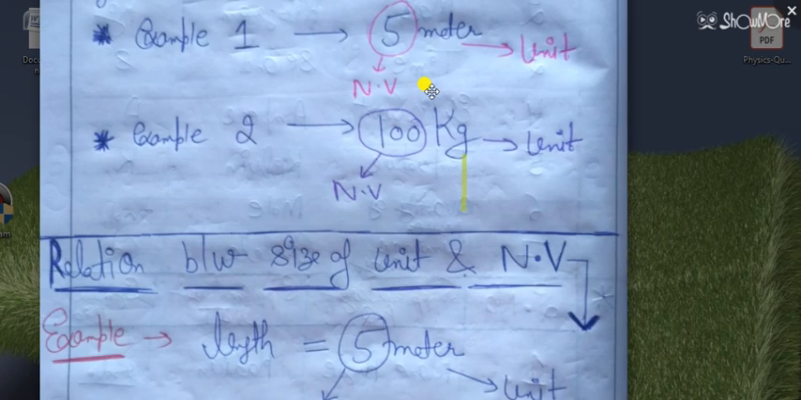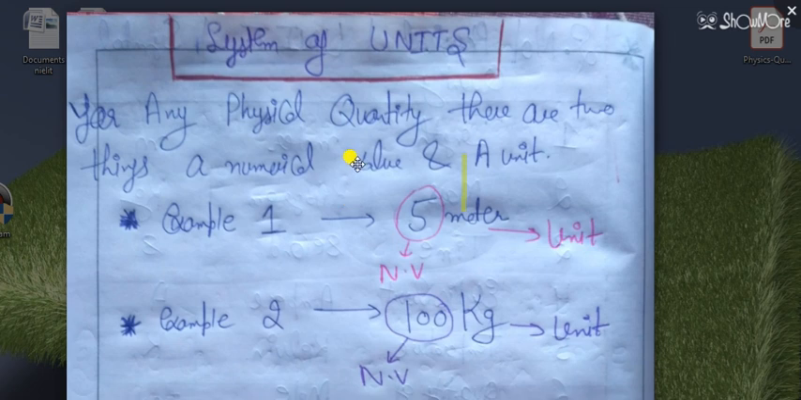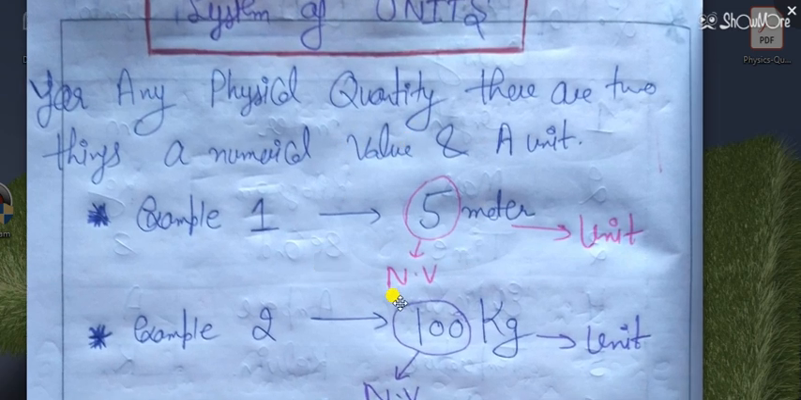So students, I am extending this video for your clarity. We have system of units, and this is the numerical value. Any physical quantity we represent, like suppose we represent a physical quantity by 5 meter, it has this value. This is called numerical value, and this is called unit. For example, 100 kg: 100 is the numerical value and kg is the unit.